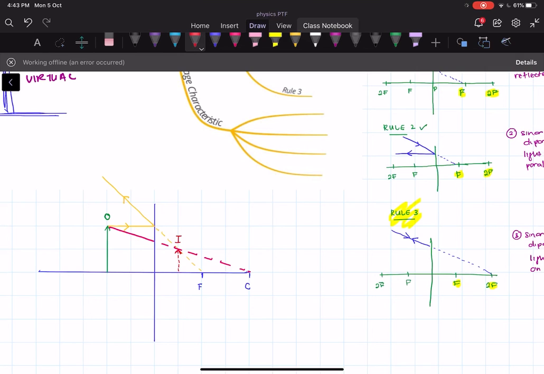Jadi apa characteristics of the image that I have formed here? First of all, look at the size. The size is smaller, so it has become diminished. Next, is it virtual or real? It is virtual because it's forming behind the mirror. Maka dia adalah maya. Dan dia upright ke songsang? Tegak ke songsang? Dia adalah tegak, therefore upright. So these are the three characteristics of the image formed by a convex mirror, regardless of where you position the object. Mana-mana position objek pun, dia akan selalunya virtual, upright and diminished. VUD.